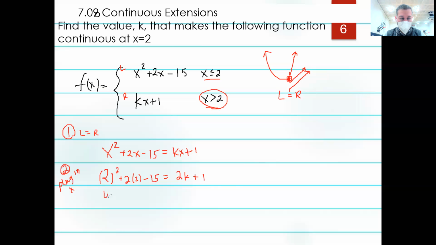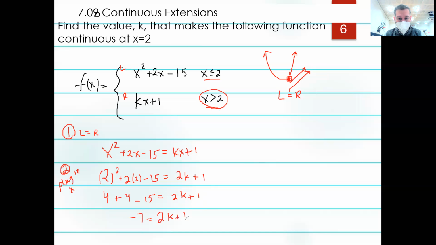And now we can actually do some math here. We can evaluate this entire left side. There's no variable left over on the left side, so 4 plus 4 minus 15. And over here, we can't evaluate all the way. There's nothing to simplify on the right side. But if we continue to work on the left, 4 plus 4 is 8, minus 15 is negative 7.